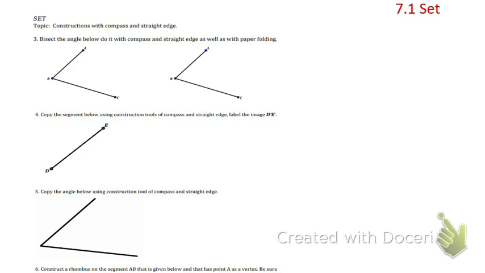Down to number 4, we're going to make a copy of segment DE. That means we're going to make a segment with the same length. And then on number 5, we'll be copying the angle. We're going to make a congruent angle to that angle that's given.